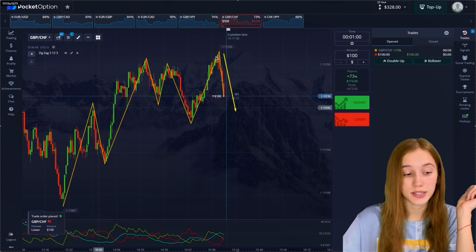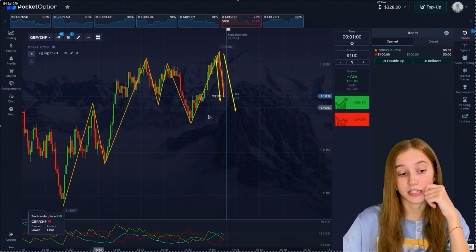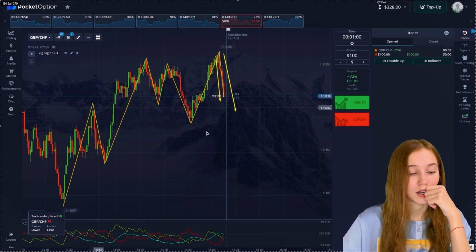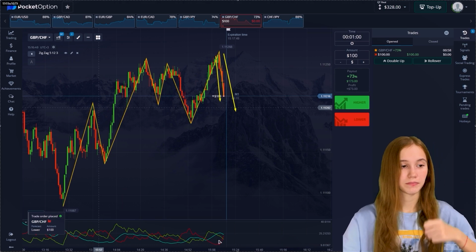By zigzag we see that it's corrected and we have a downward trend. We are moving in the down position. According to the ADX indicator, we see that our downward trend completely prevails over the upward one. Cool.